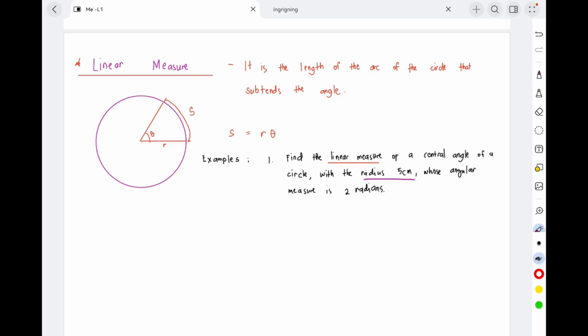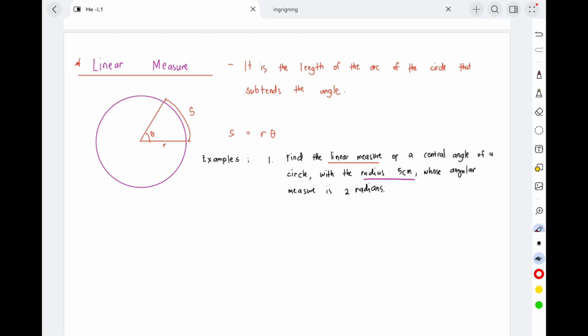Alright, so in continuation to our lesson, when we say linear measure, it is the length of the arc of the circle that subtends the angle, or it is also known as the arc length. So in our illustration here, we have our circle. Of course, in our circle, we can see our radius, our angle theta, and the arc that subtends the angle is what we call the linear measure, which is denoted with letter S. And the formula in getting the linear measure is S is equal to R times theta, or the angle.